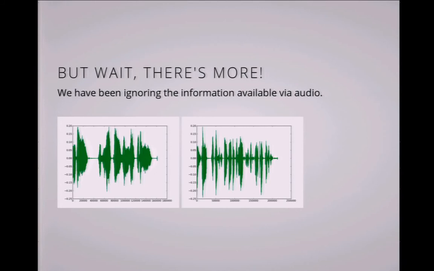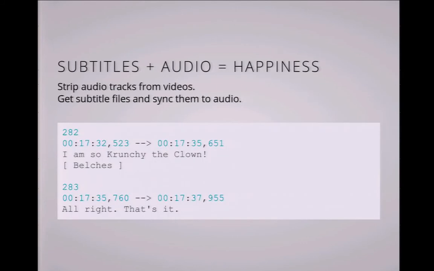So then I said, wait, there's more. I can look at the audio information. So one of these is Homer speaking a line, and one of these is Lisa speaking a line. So they're actually really different, and you can take that information and use it to figure out who's speaking the line directly instead of looking at the text. So that's what I did. So I found a bunch of subtitles, and then I found a bunch of videos of The Simpsons, and I took out the audio, and I synced the audio with the subtitles. So by doing this, you can figure out basically which character is speaking directly.